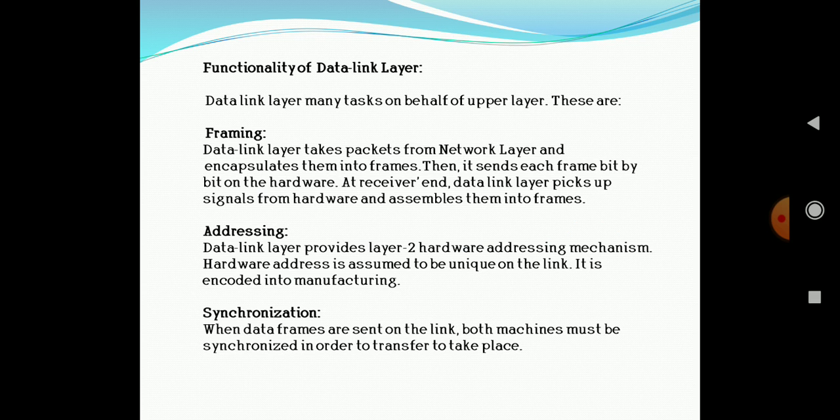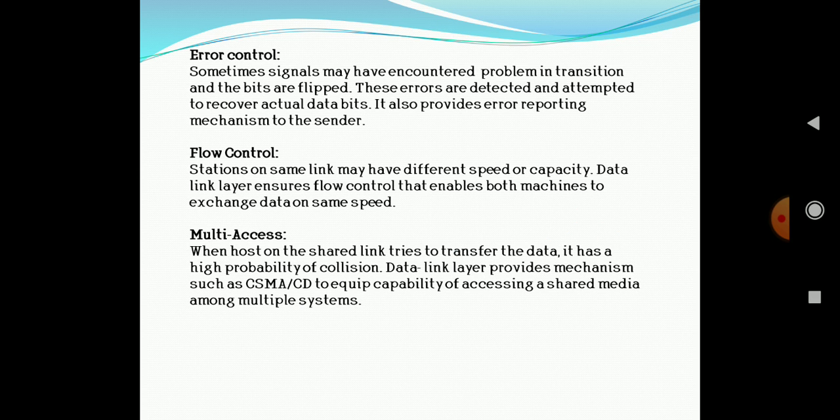The next functionality is addressing. Data link layer provides a layer 2 hardware addressing mechanism. Hardware address is assumed to be unique on the link. It is encoded into the hardware at the time of manufacturing. Synchronization. When data frames are sent on the link, both machines must be synchronized in order for transfer to take place.